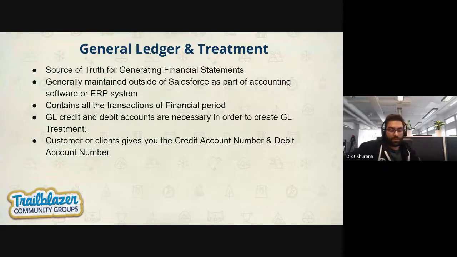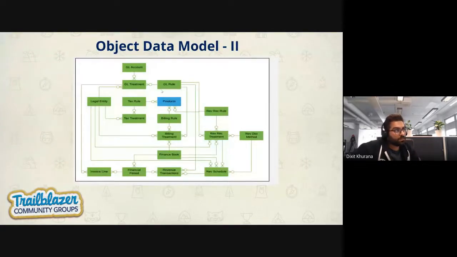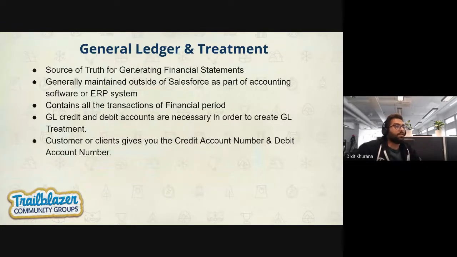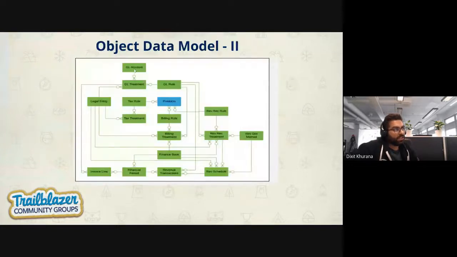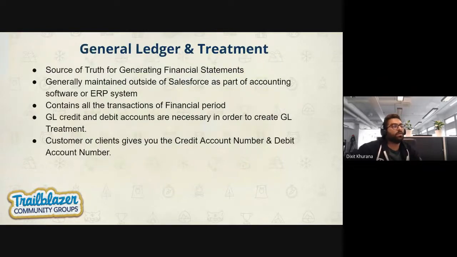If I go back, you can see this GL rule has a GL treatment, and this is a GL account. The GL account has two types, credit and debit. One is responsible for handling the credit transactions, and one is responsible for handling the debit transactions. Once you create the record for this GL account, you have to enter the account number, and that account number will be given by your customer or client. That's the reason it is generally maintained outside of Salesforce.